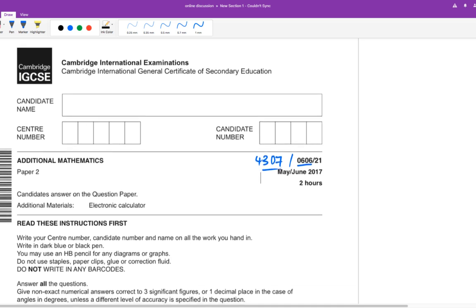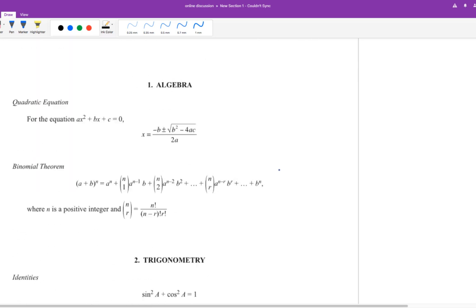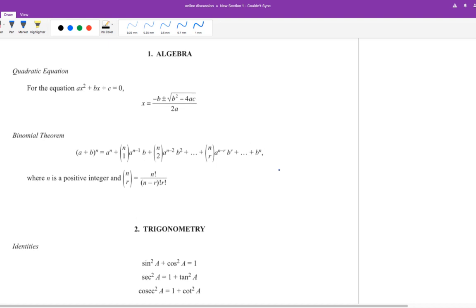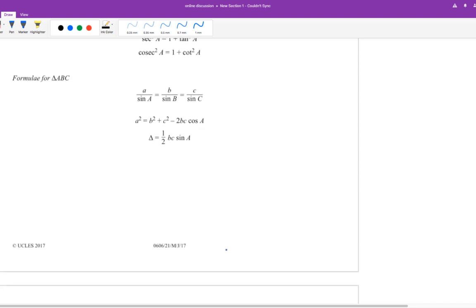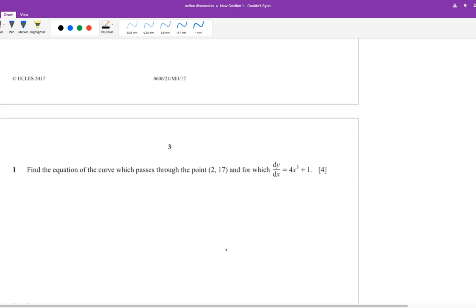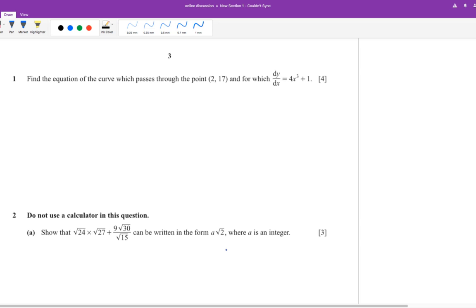Alright, let's have a look at the first question. You should know all these formulas for algebra, for trigo, for binomial, and for triangle. So let's have a look at the first question over here.